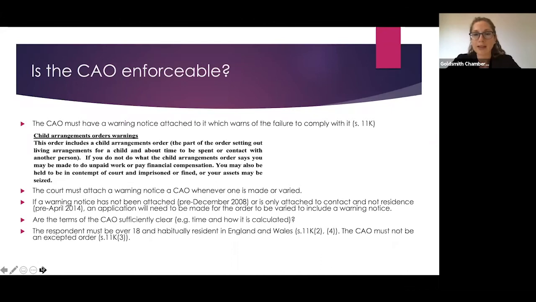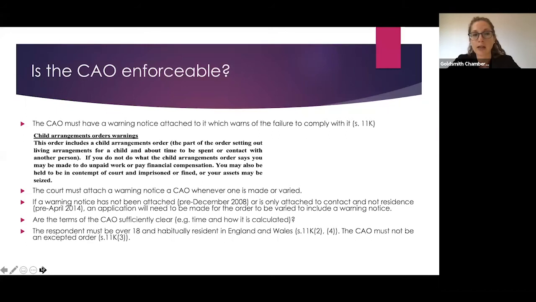Certainly one of the things that it is advisable to consider before making an application for an enforcement order is whether the child arrangements order you're seeking to enforce is in fact enforceable. That is, does that order have attached to it a warning notice, giving a clear indication to the parties about the consequences if they were to fail to comply with that order?